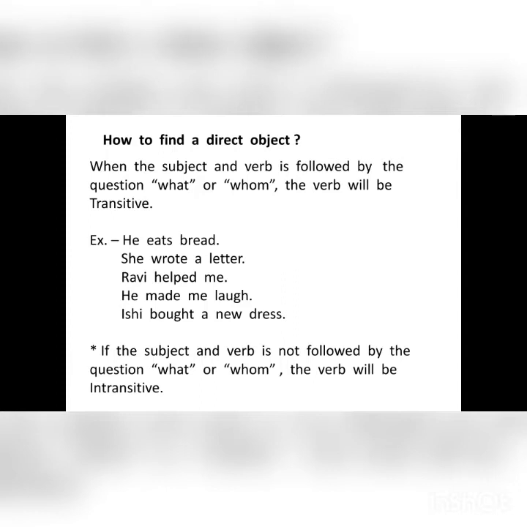In the third sentence, Ravi helped me. Ravi here is the subject and helped here is an example of a transitive verb and me here is the object. So, whom did he help? Ravi helped me. Fourth is, he made me laugh. And fifth is, Ishi bought a new dress. If the subject and verb are not followed by the question what or whom, the verb will be intransitive.